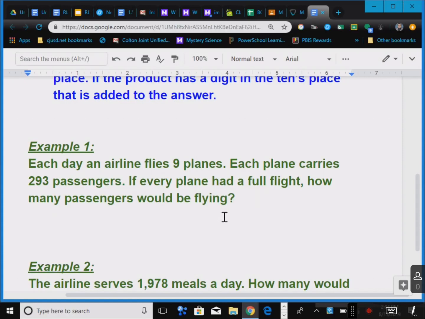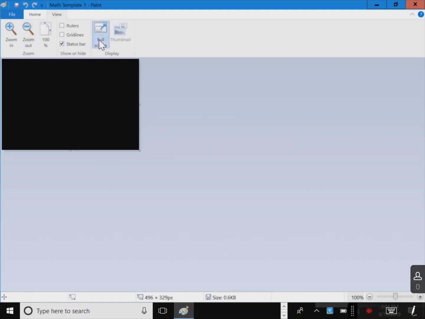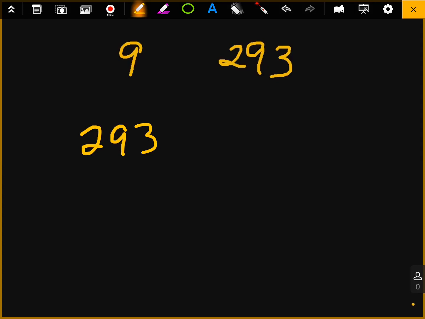If every plane had a full flight, how many passengers will be flying? So in order to find this out, we have to multiply 293 and 9. So I'm going to go ahead and do that. If you need to write down that problem, please pause. Okay, but I'm moving on. The airline flies 9 planes. So that's the first number that I'm going to write down, is 9. And each plane has 293 passengers. So what we're going to do is multiply 293 times 9.